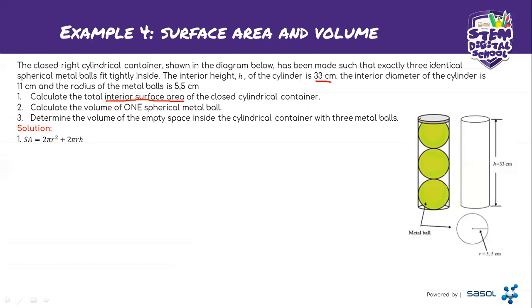What is the radius? From the scenario, the interior diameter of the cylinder is 11 centimeter. But we don't want the diameter, we need the radius, so it's 11 divided by 2, which gives us 5.5. The next step, you substitute 5.5, and of course the height, which is 33 centimeter. Then you press your calculator, and it gives us 1,330.46 centimeter squared.